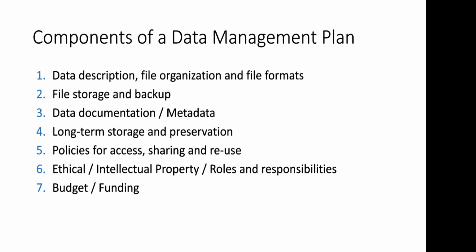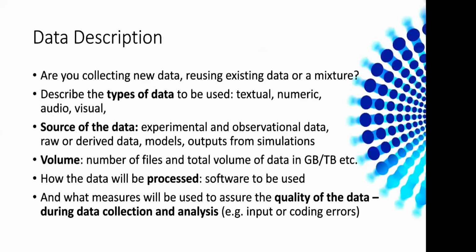So I'm going to move through each of these components of a data management plan. The data description, the first component: describe the data, whether it's data that you've collected or are reusing. Describe the types of data that you're going to use. Is it numeric, textual, audio, visual, and how you acquired it, what is its source? Was it from an experiment, observation? Is it raw data, derived data from a simulation, etc.? And you also need to have an idea about the amount of data that you're going to acquire for storage purposes.